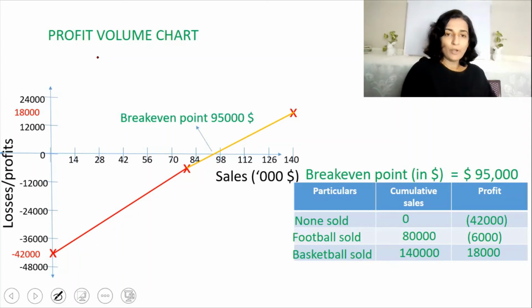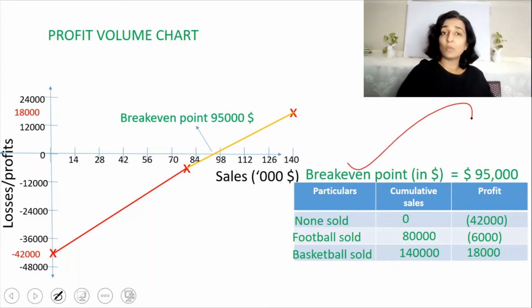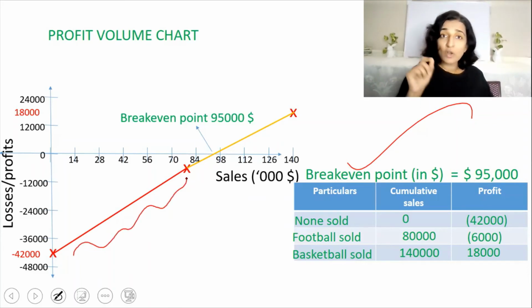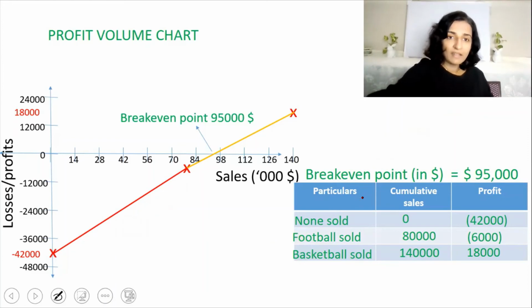So the break-even point, if you see here, the profit line is cutting the X-axis at exactly $95,000. So we've got the very same answer that we calculated with the formula. Now observe carefully. If you see here, this is the profit line which is caused by the sale of footballs. Okay? And this is the profit line that is caused by the sale of basketball.